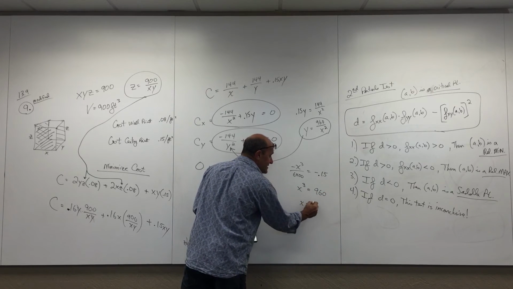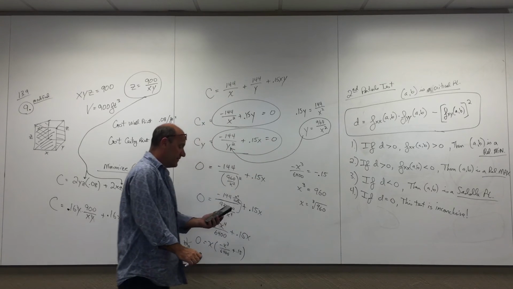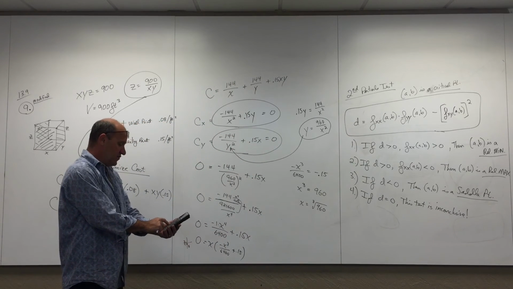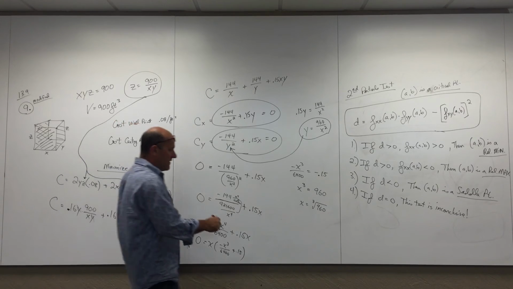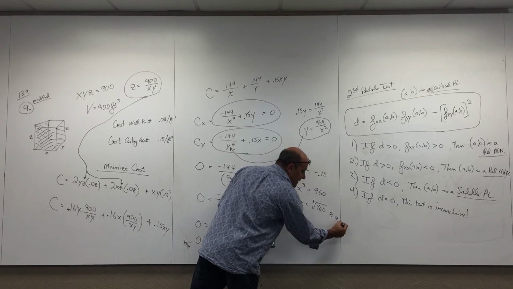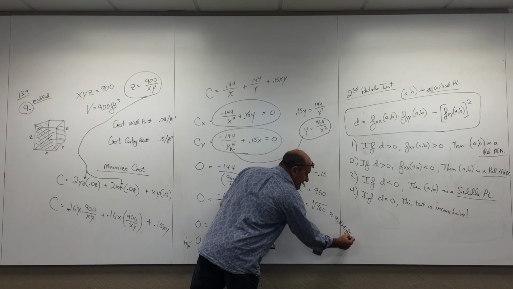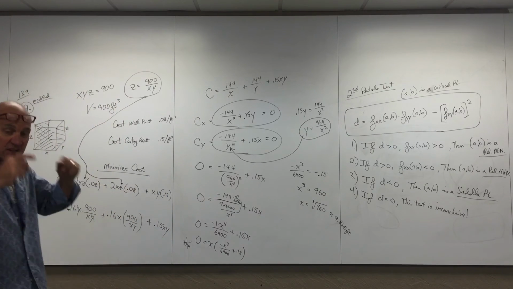The cube root of 960. It's not pretty, I don't think, but it's a number. You can decimalize it. The cube root of 960 is approximately 9.865. Yeah. Cool. That would be the x dimension of the room that would minimize cost.